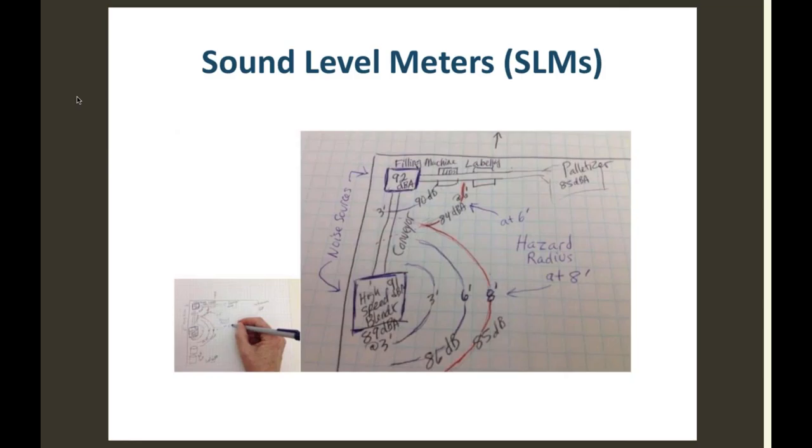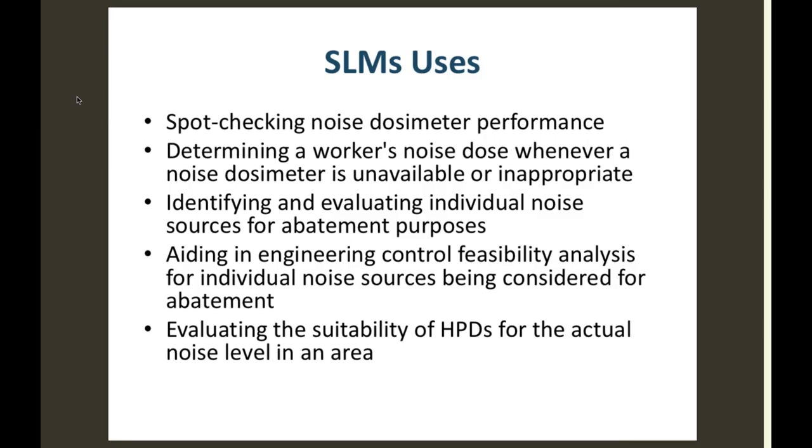Okay, in this case, this is a sketch Brian made up. He's measuring 8 feet from that source, in a couple of spots, and it's averaging about 85. But in a real sound survey, these would not be nice concentric circles. They might be wavy, because you want to see the points at which you exceed a certain level. Okay, spot checking noise, spot checking the levels of noise that are present, and also checking the levels.